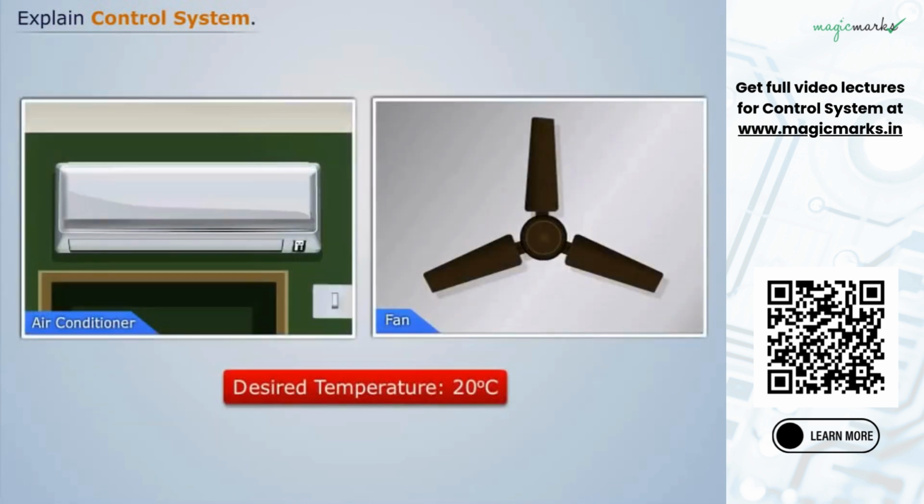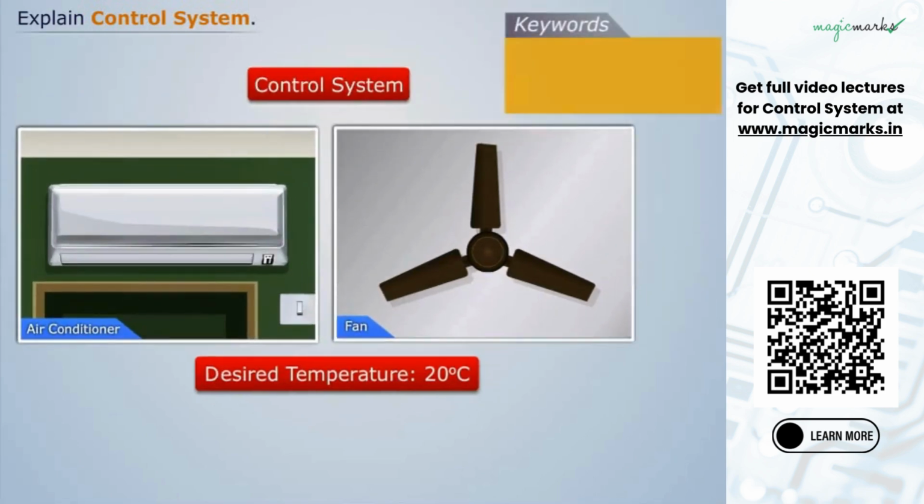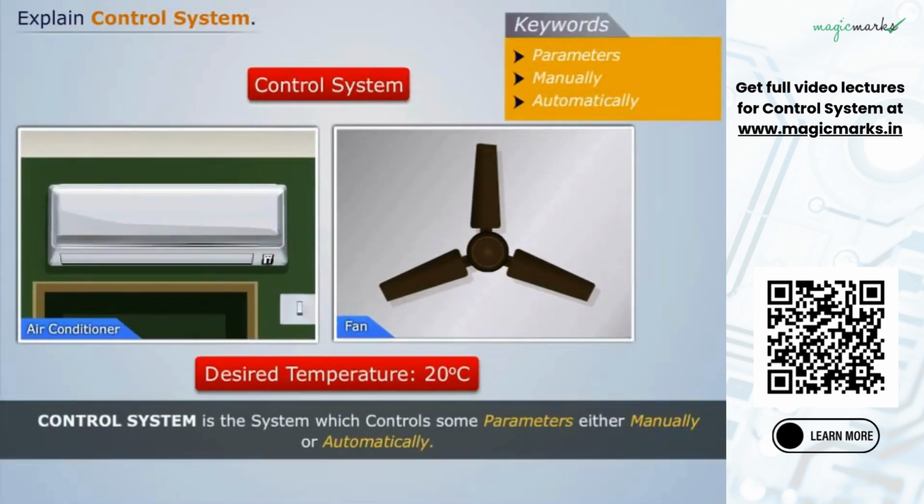Such systems, which control some parameters, either automatically or manually, are known as control systems. Thus, a control system is the system which controls some parameters either manually or automatically.